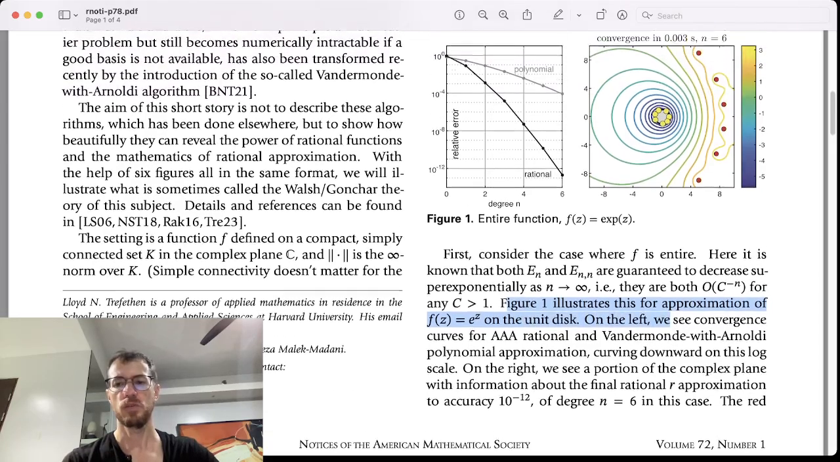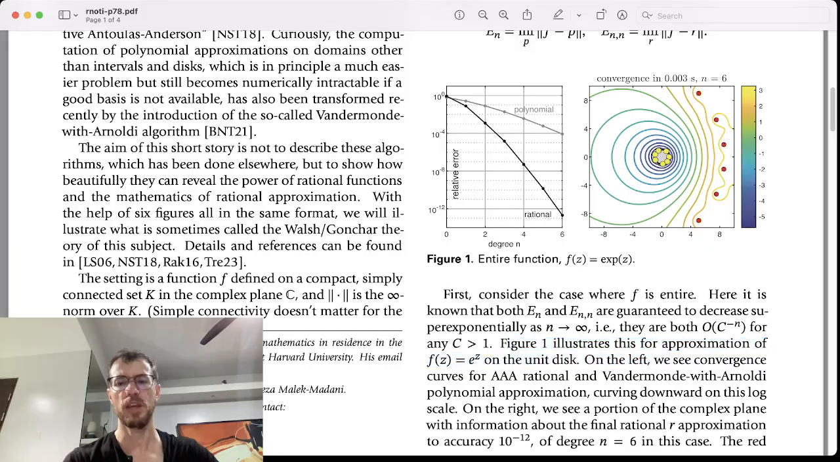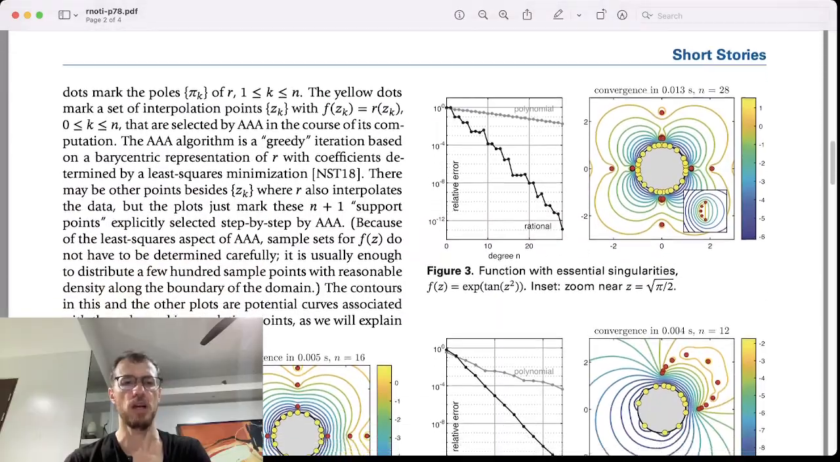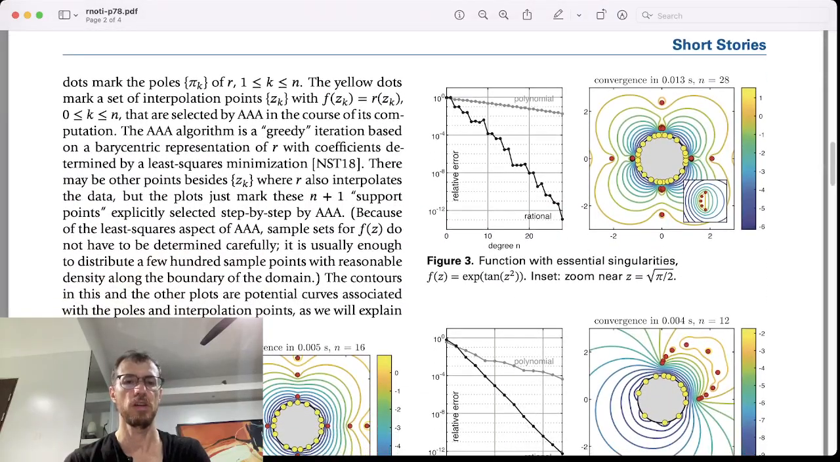On the left, we see convergence curves for AAA rational and Vandermonde with Arnoldi polynomial approximation, curving downward on this log scale. On the right, we see a portion of the complex plane with information about the final rational r approximation to accuracy 10 to the minus 12 of degree n equals 6 in this case. The red dots mark the poles pi k of r, 1 less than or equal to k less than or equal to n. The yellow dots mark a set of interpolation points zk with f of zk equals r of zk, 0 less than or equal to k less than or equal to n, that are selected by AAA in the course of its computation.